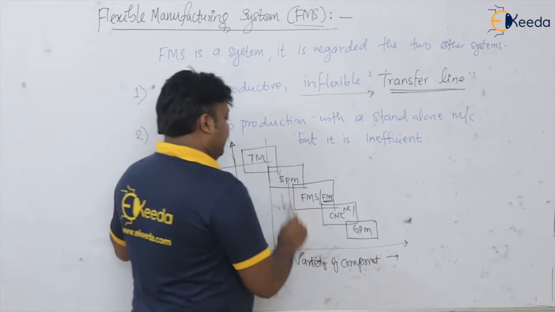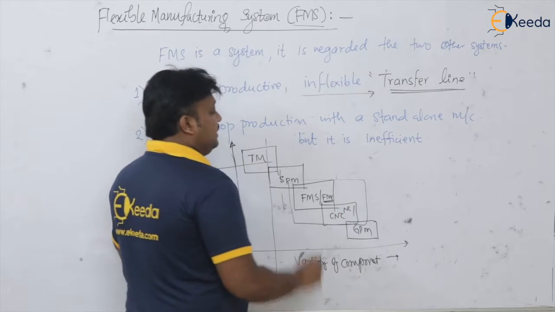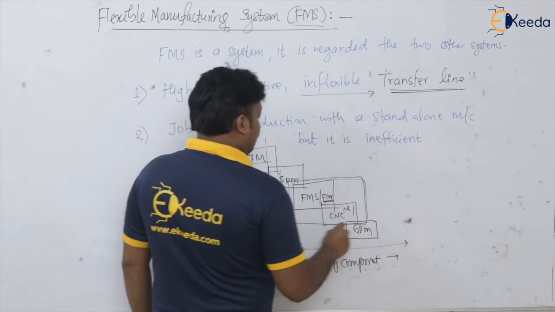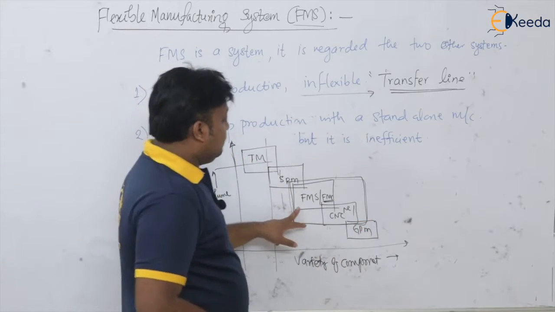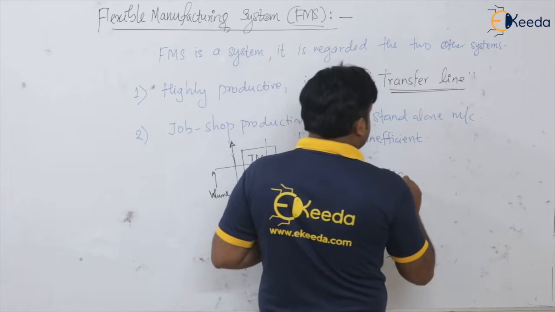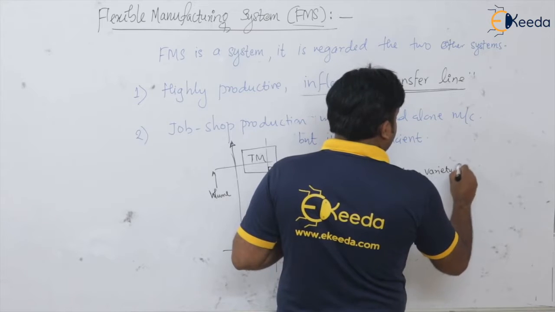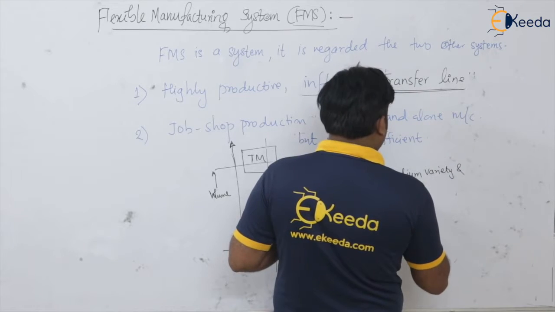But you look at this FMS and the CNC machines, NC-CNC machines, they are suitable for batch type production. That is medium variety and medium volume.